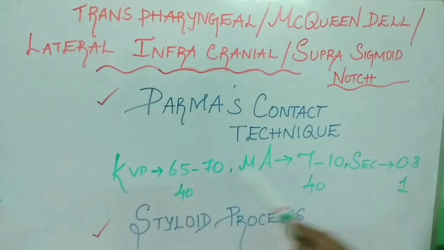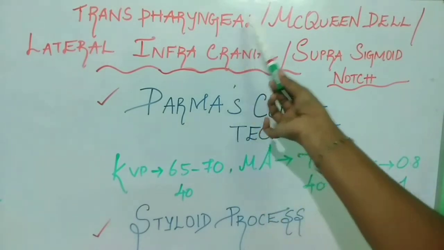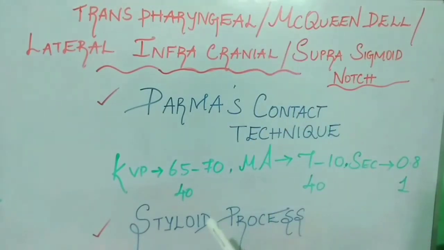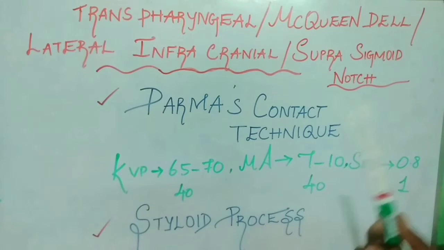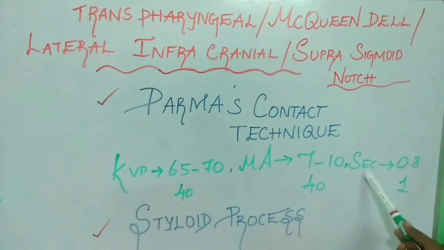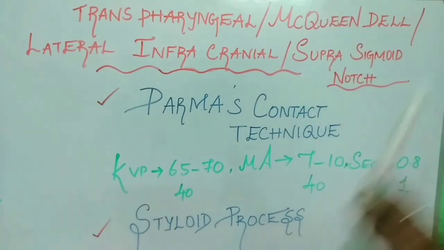And these are the exposure parameters for a standard transpharyngeal projection. While using an intraoral X-ray machine, the following parameters are used: kilovoltage peak is 65 to 70, milliampere is 7 to 10, and exposure time is 0.8 seconds. While using an extraoral machine, kilovoltage peak is 40, milliampere is 40 and the exposure time is 1 second. In order to obtain a clear view of the styloid process, we can reduce the exposure time. So this is all about the transpharyngeal view.